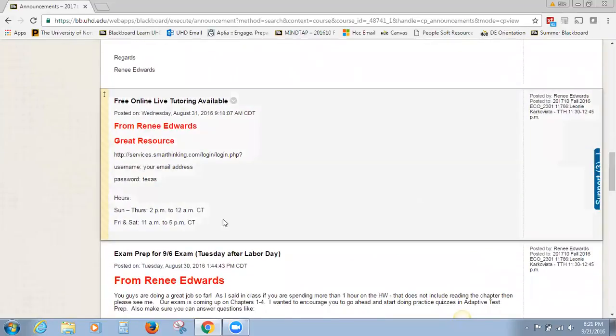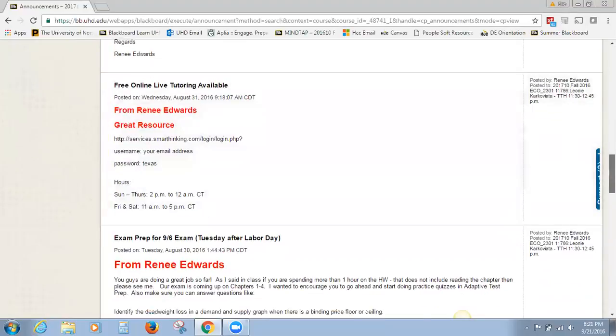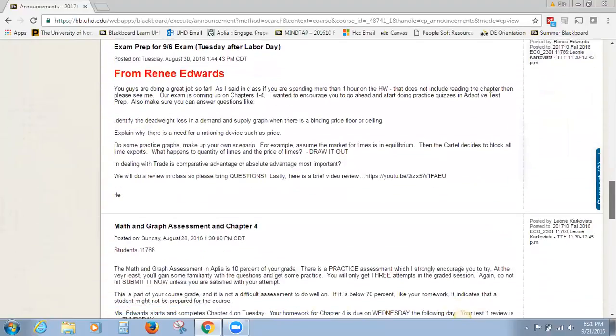Don't forget, FYI, I think we mentioned this again, you also have free online tutoring through Smart Thinking. If you are studying at night tonight or between now and Friday, you can get online between 2 p.m. and midnight and get live tutoring with someone. You'll go to this link here, use your email address, and the passcode is going to be Texas, and then you can change your passcode after that.